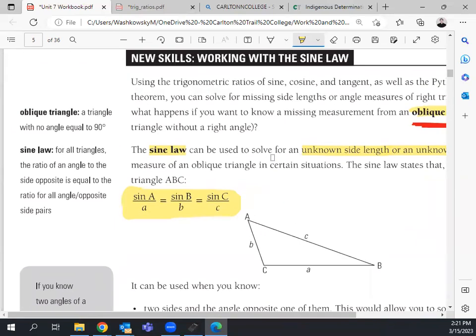Which was? Oh, the ratio of angle? Yeah. Okay, that's good because that ratio part's actually pretty important.